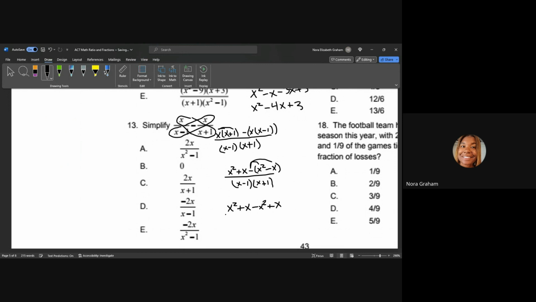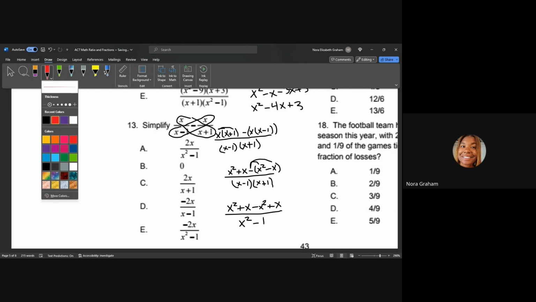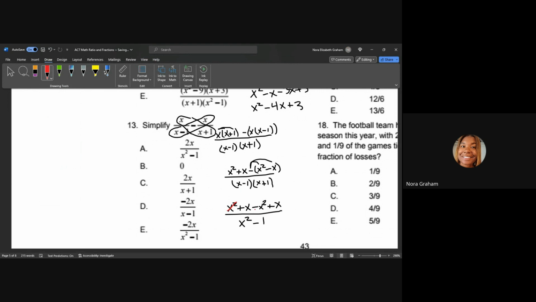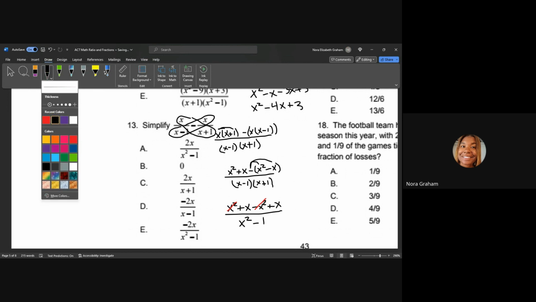Now our bottom, remember, like I said, this is a difference of squares. My x minus 1 and my x plus 1, I can rewrite that as a difference of squares, x squared minus 1. And then with my top, I can eliminate some of these, right? x squared minus x squared, that eliminates. And this just becomes 2x. So our answer for this one is going to be A.